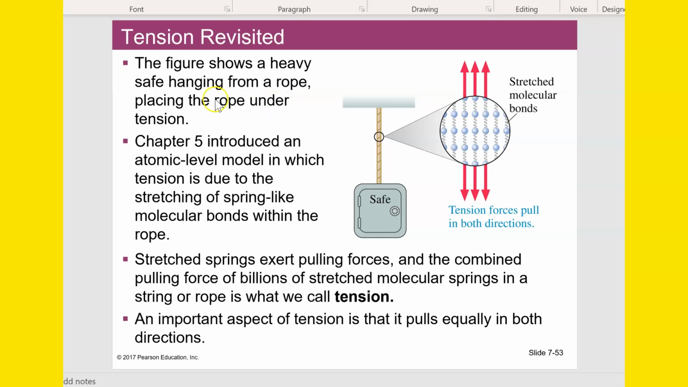So this next part is about tension, and we're going to revisit tension. Alright, so we have this illustration here of a heavy safe hanging from this rope and making the rope be under tension. If you think about this tension as many molecular bonds that are stretched out, then you can think of the tension force pulling in both directions. In other words, there's a tension force from this rope pulling on the wall and pulling on the safe. And if you think of the action-reaction pairs, the safe is also pulling back against the rope, and the wall is also pulling back against the rope itself.